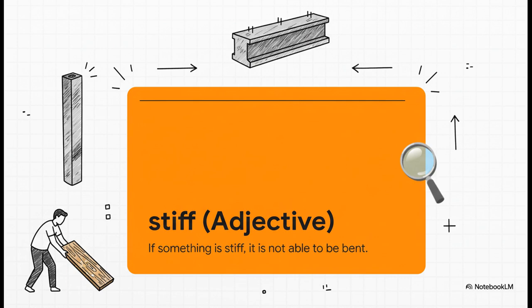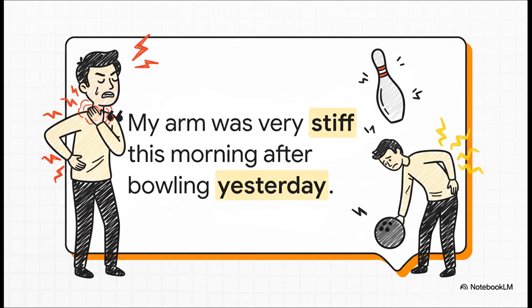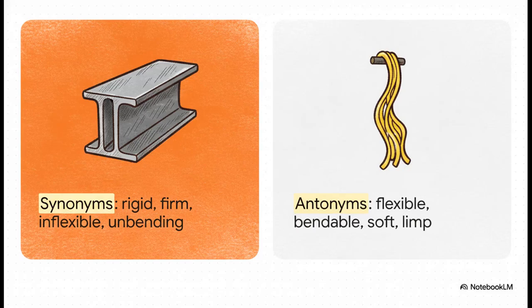No surprises here. And this example? Oh, it's perfect. I mean, who hasn't felt this, right? A stiff neck from sleeping funny, a stiff back, or yeah, a stiff arm after trying to be a bowling champion. It's that physical feeling of not being able to move freely. This is stiff in its most natural habitat. You can really see its meaning get super clear when you put it next to its friends and enemies, so to speak. Words like rigid and firm, they just double down on that core, unbending idea. And then you look at the opposites, flexible, soft, limp, and they show you exactly what stiff isn't. It's simple, it's clear, it's direct.